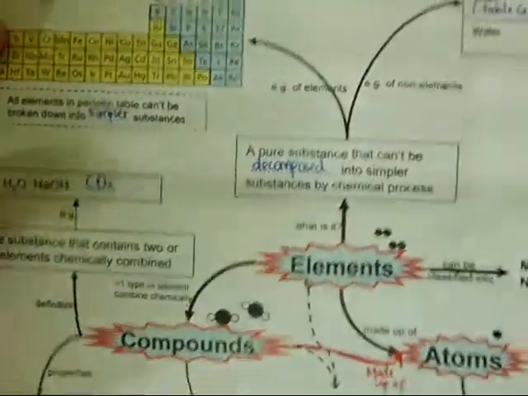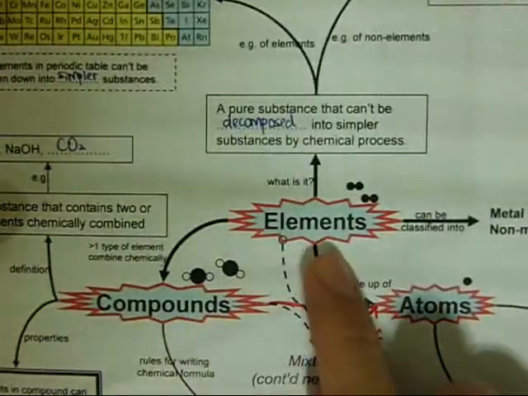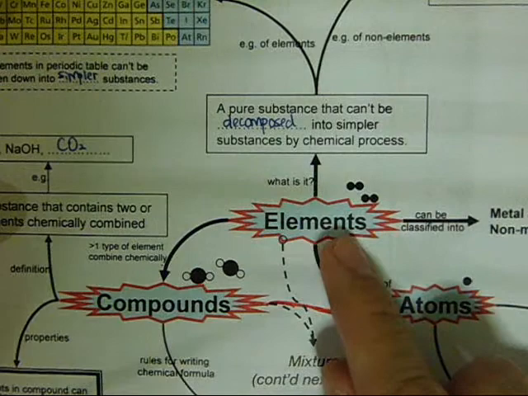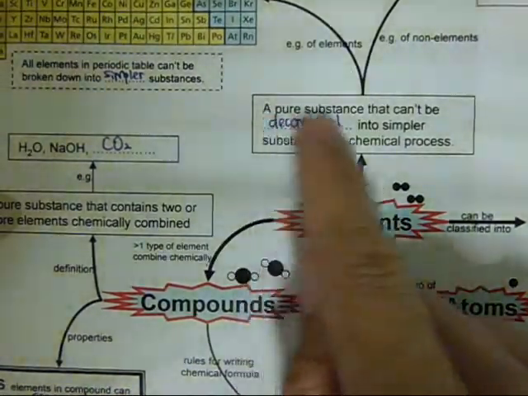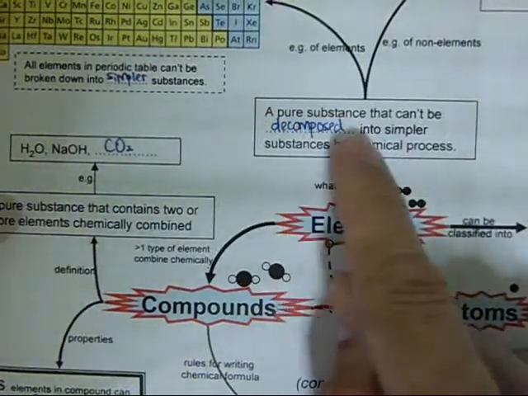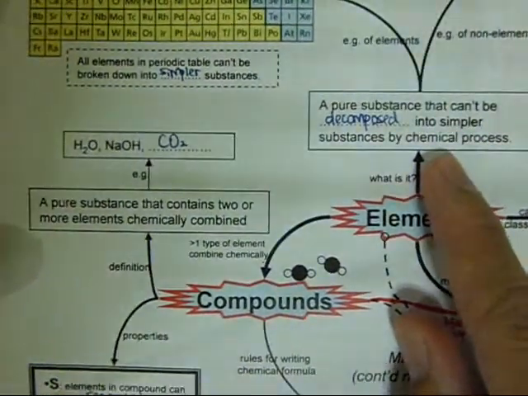The next chapter is elements, compound, and mixture. For this chapter, you need to be very clear with the definition. So you need to know the definition of elements. Elements basically is a pure substance. It can't be decomposed into simpler substances by chemical process.